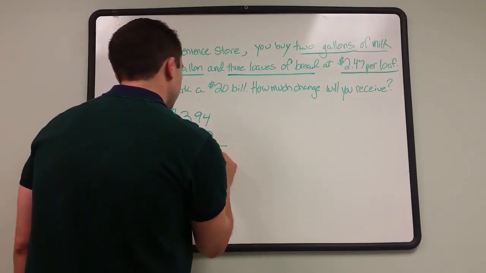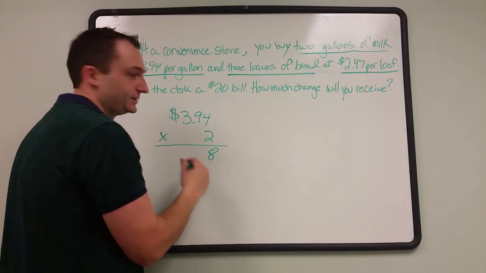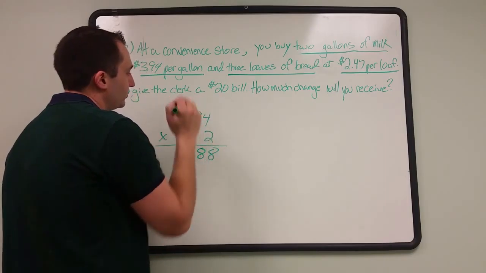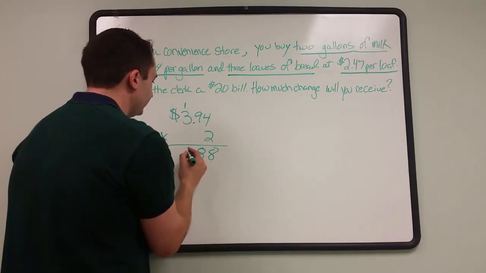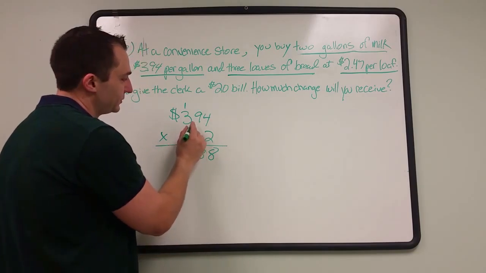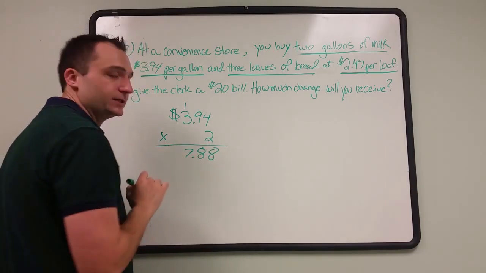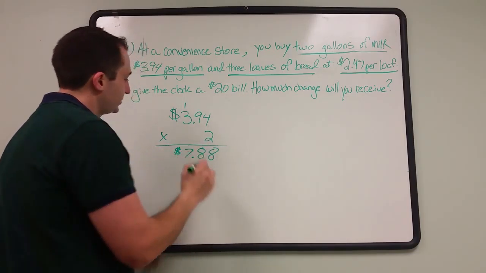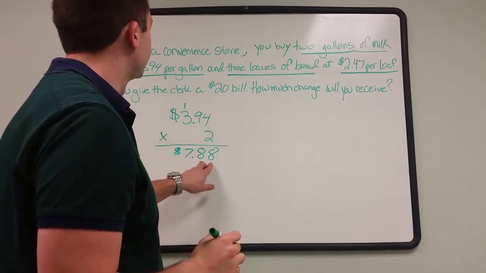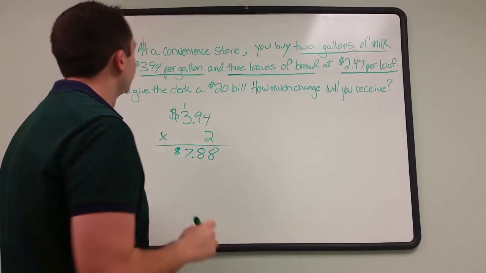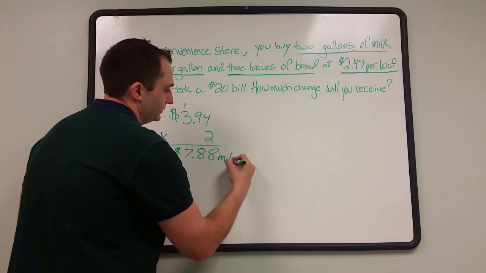4 times 2 is 8. 2 times 9 is 18. Carry your 1. 2 times 3 is 6, plus 1 is 7. You have 2 decimal places, so your answer has 2 decimal places. So the $7.88 represents how much it costs for the milk.